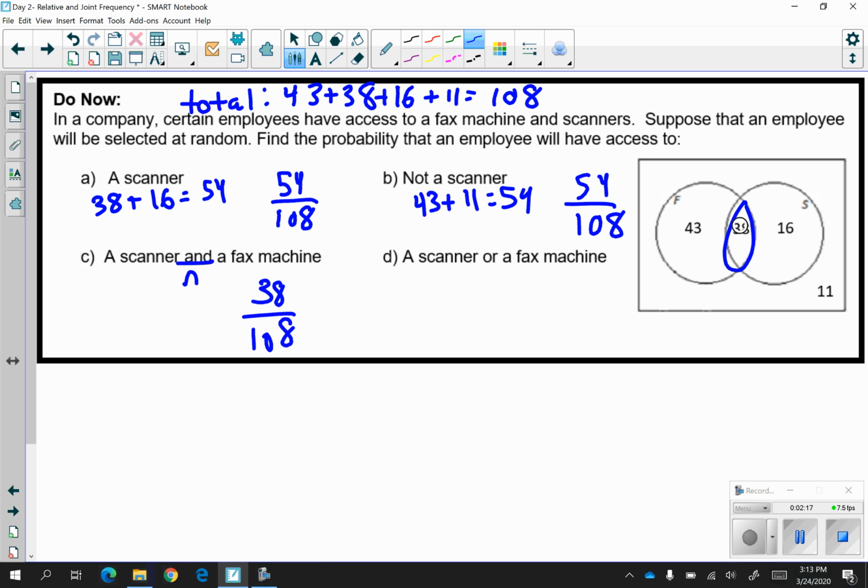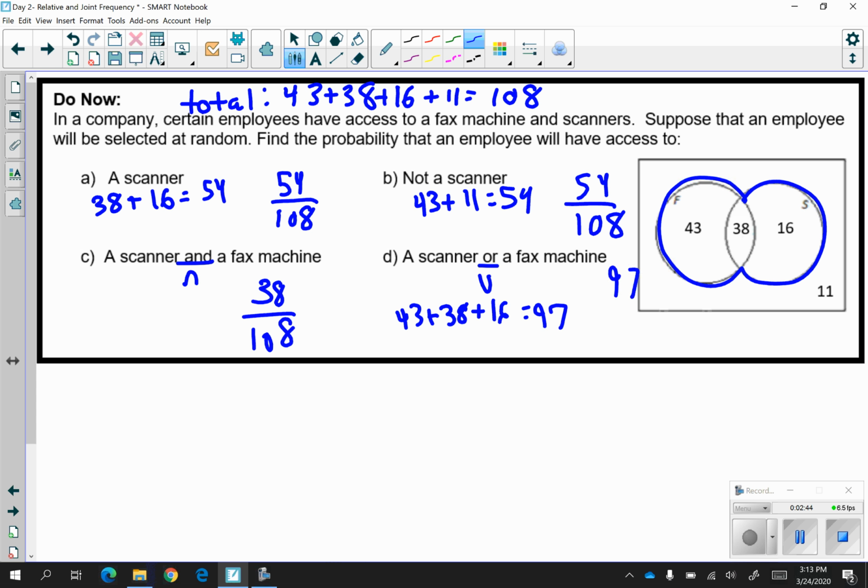And then the last one, the scanner or the fax machine. That symbol for or is the U symbol, and that represents the union. So we're going to take both circles together and all the numbers inside of it. So the 43 plus the 38 plus the 16, that's going to give me 97. So the probability is 97 out of 108 people.